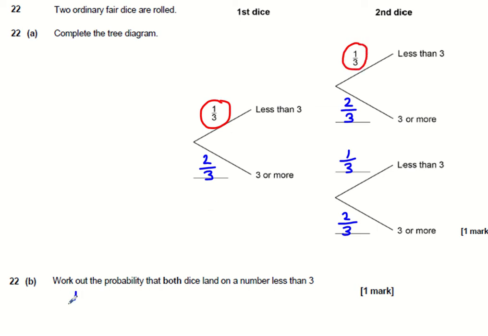So we're doing 1/3 for the first dice, and we're multiplying it by 1/3 for the second dice. And when we multiply fractions, we multiply the top numbers together, so 1 times 1 is 1, and we multiply the bottom numbers together, 3 times 3 is 9. So the probability that both dice land on a number less than 3 is 1/9.